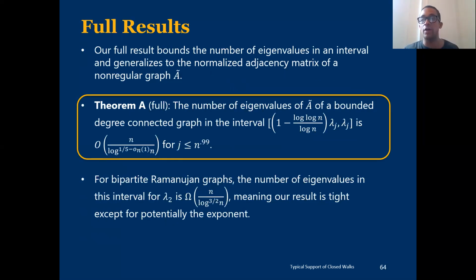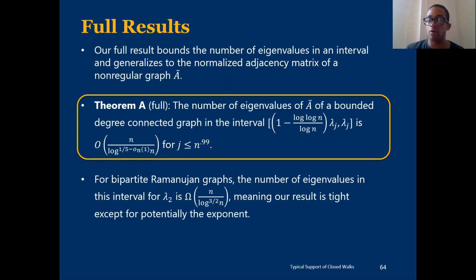Okay, so earlier I said that we could generalize this result to non-regular graphs. But the thing is that our generalization is for the normalized adjacency matrix. So the Jiang et al. result is for the non-normalized adjacency matrix. Ours is for the normalized adjacency matrix. So it just happens that these two matrices are equivalent when the graph is regular. So that's why we beat the result when the graph is regular. Otherwise, the results aren't comparable.